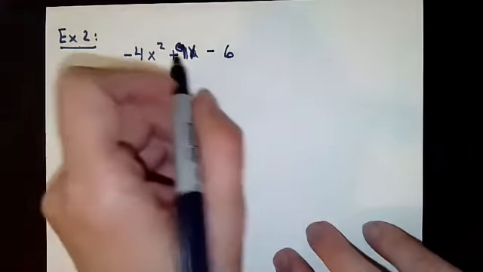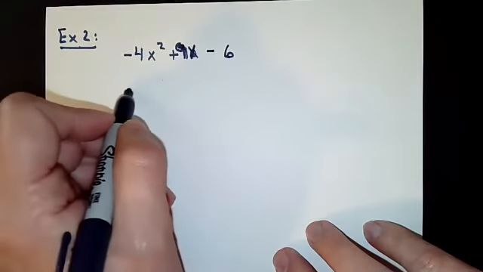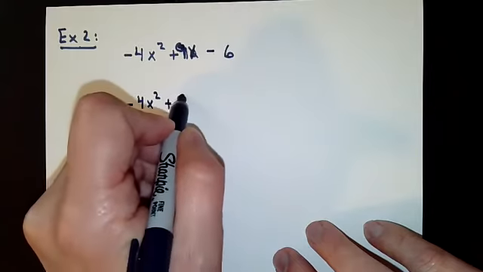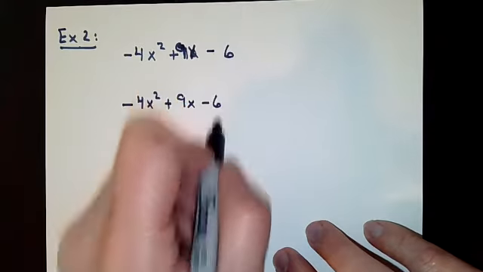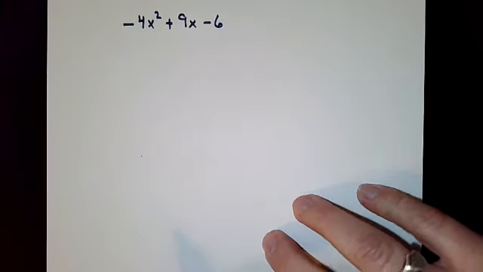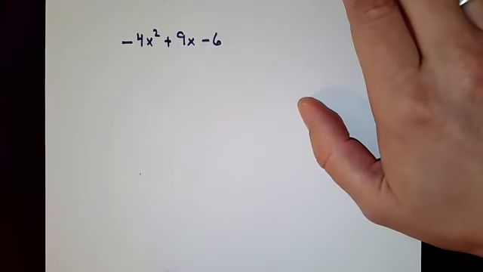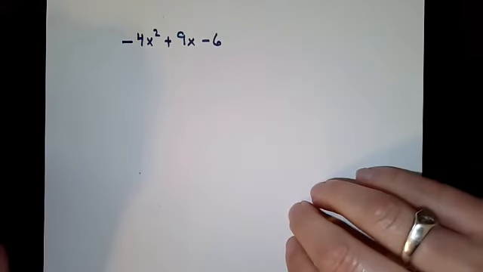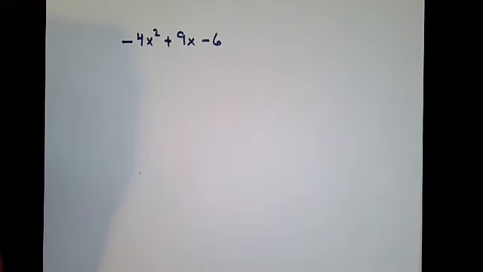All right, that looks a little messy. Let me rewrite it for you. -4x squared plus 9x minus 6. All right, there we go. That's what we'll work with. We're going to complete the square. So, like I've been recommending, why don't you hit pause, see if you can play with it for a little bit on your own, and then come back and see how I work it out, see if you can spot any errors that I make. Hopefully not.